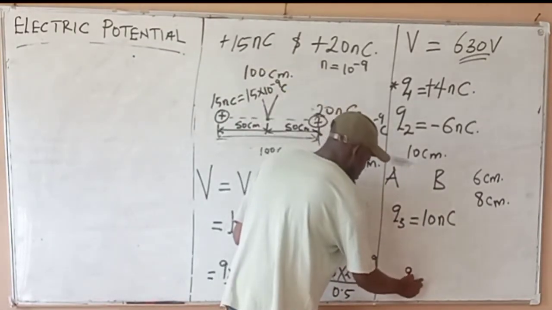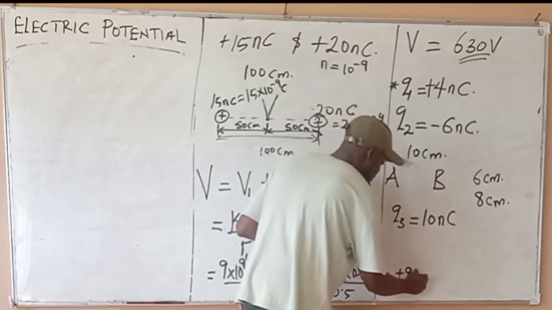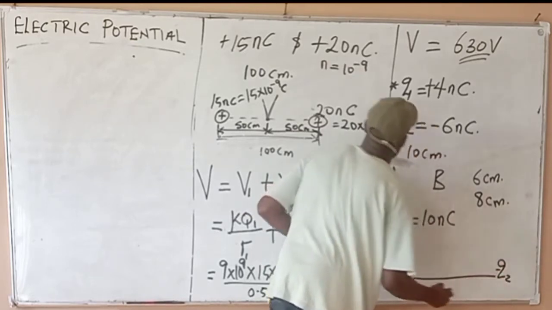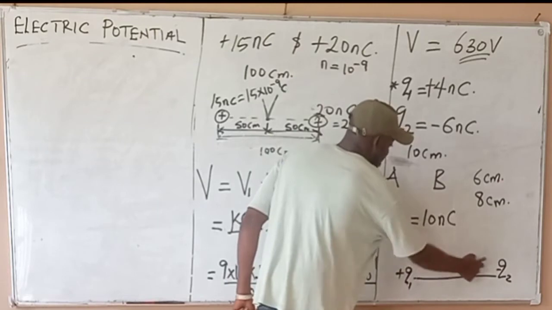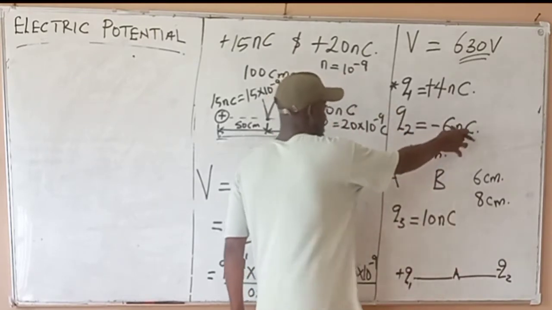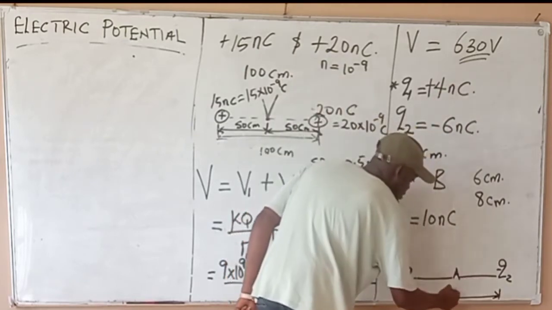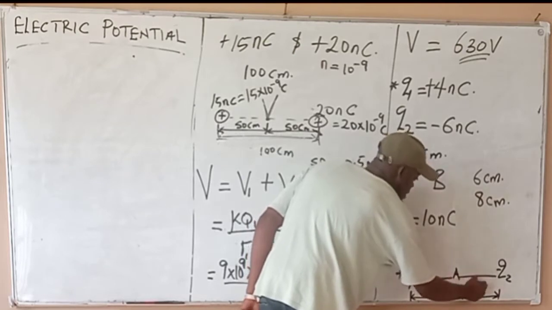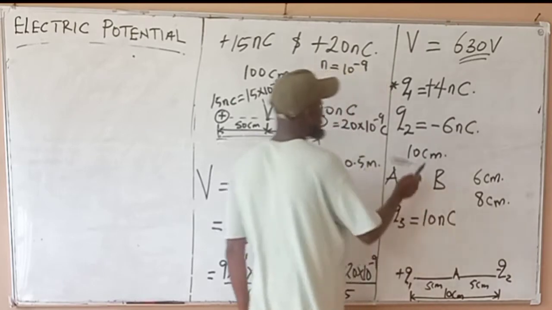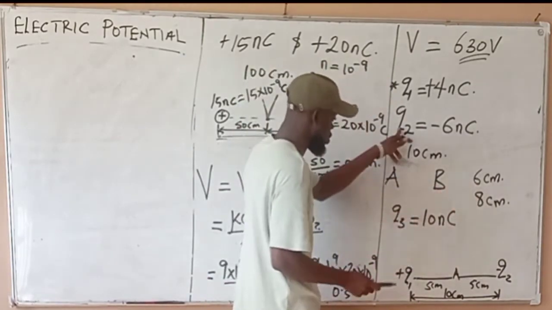We have Q1, which is positive 4. Then we have Q2, which is negative. Point A is midway, and they said the total distance is 10 cm. So we have 5 cm on each side. Then they said point B is 6 cm from Q1.